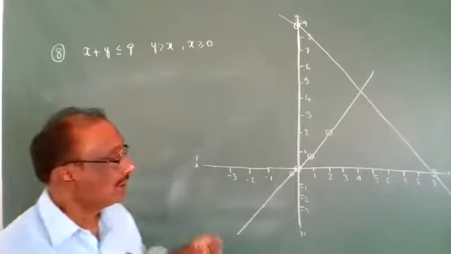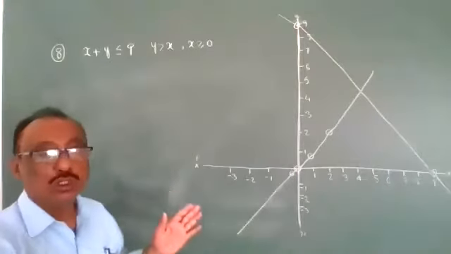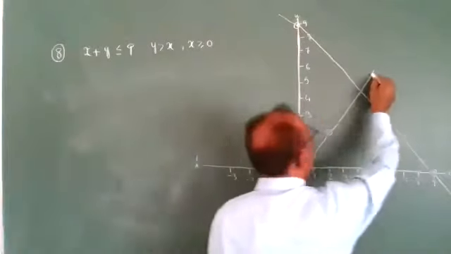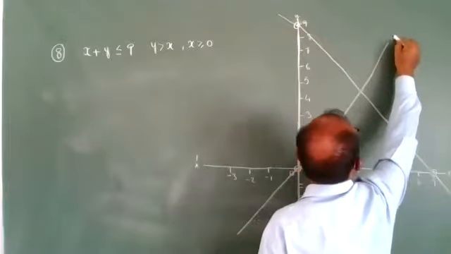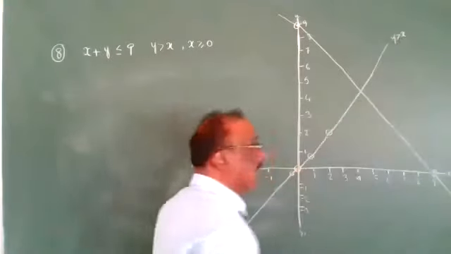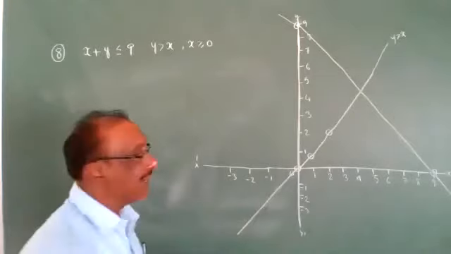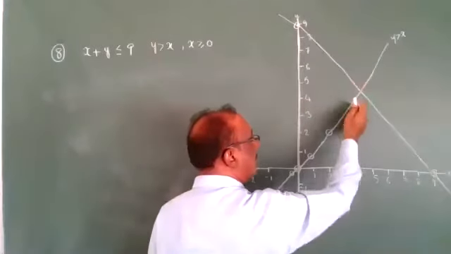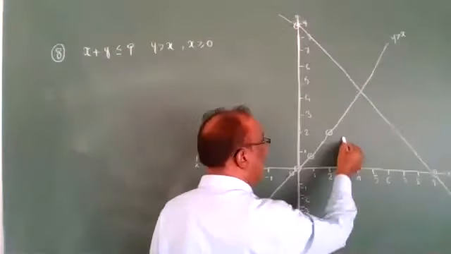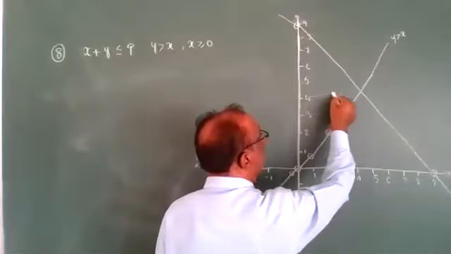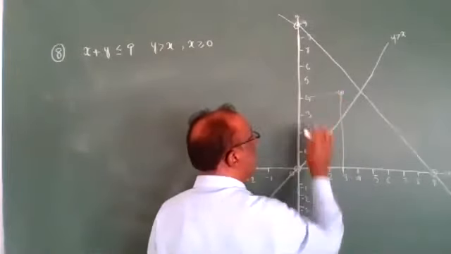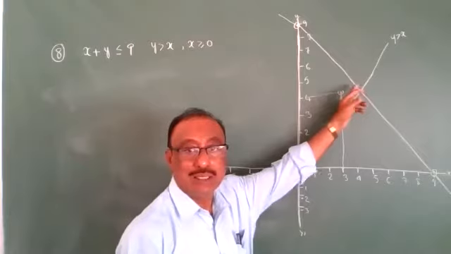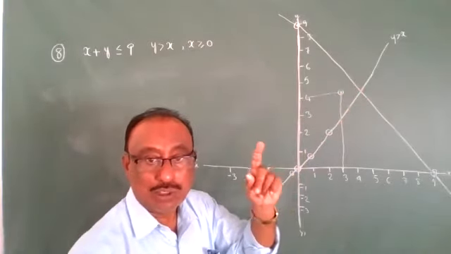Okay? So we don't take the 0 point because the line is passing through the origin. Any point we can select between the three lines. This is one line, this is one more line. Between the three lines, I am going to select one point, for example 3, 4. Between three lines, that point is the most important.